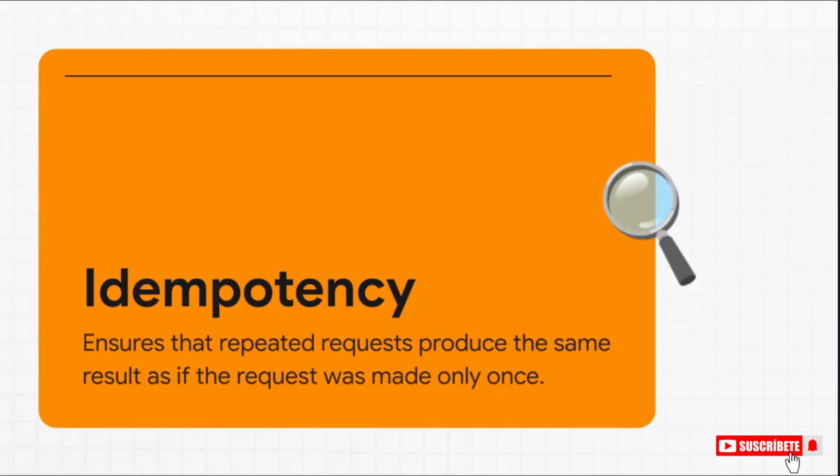Now, in these big, complex systems, network glitches happen. A request might get sent twice by accident. To prevent a total disaster like charging someone's credit card twice, we need something called idempotency. It's this really powerful guarantee that doing an action multiple times has the exact same result as doing it just once. It's absolutely critical for reliability.